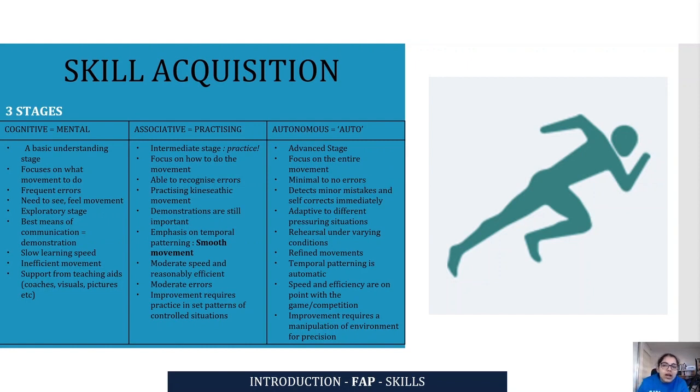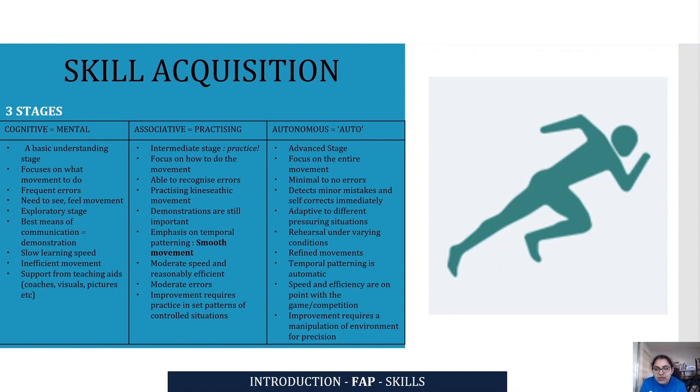Skill acquisition happens in 3 stages. There is cognitive, there is associative, and there is autonomous. The way I like to remember it is that cognitive is mental, the first one. This is where we are spending a lot of time mentally grasping the process and feeling confident with it. Then associative is practicing. This is where we actually start to apply the concepts that we've learned. And then autonomous is auto.